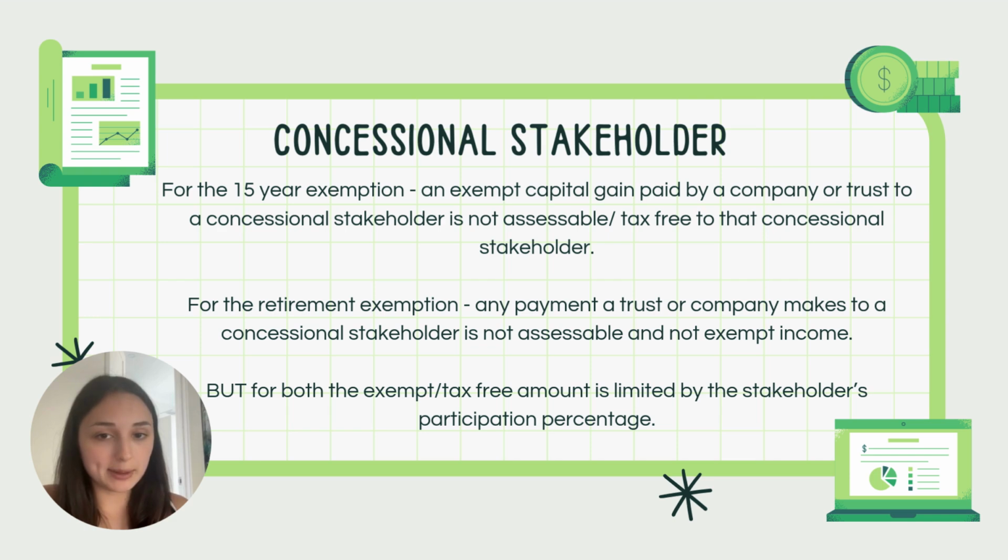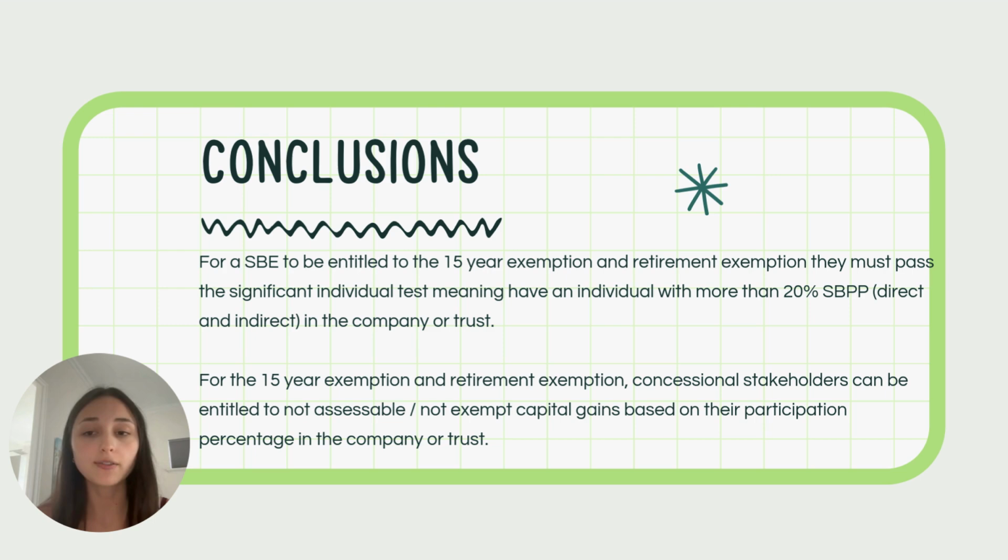With the retirement exemption, any payment a trust or company makes to a concessional stakeholder is not assessable and not exempt income. But for both of these, the exempt or tax-free amount is limited by that stakeholder's participation percentage. To conclude, for an SBE to be entitled to the 15-year exemption and the retirement exemption, they must pass the significant individual test, meaning that they have an individual with over 20% small business participation percentage in that company or trust, whether that be direct or indirect.